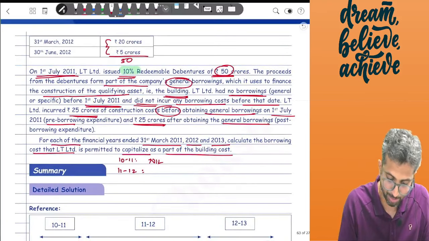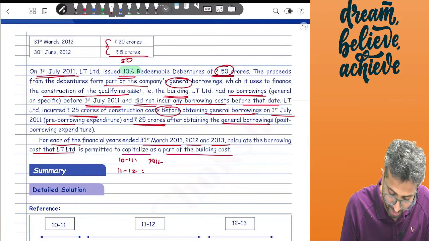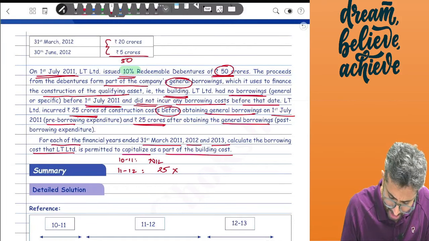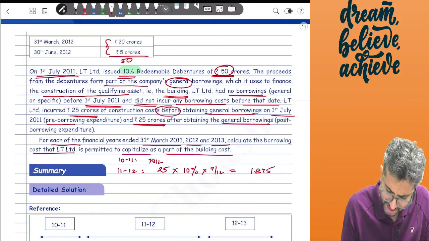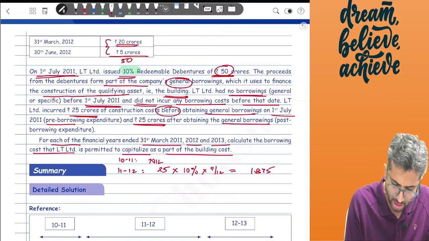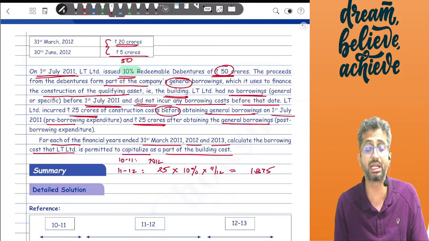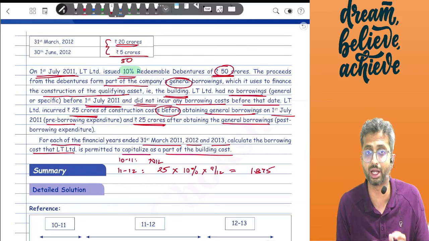So over here, keeping that concept in mind, we will say expenditure incurred till date is 25 till 1st July, on which 10% into 9 by 12. So if I do this working, approximately 1.875. The next expenditure is incurred on 31st March, but that is on the last day, and hence there is no separate borrowing cost to be capitalized for that.